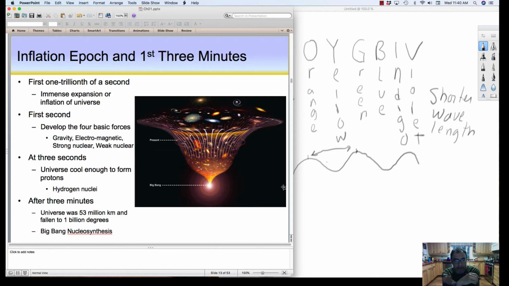So physicists, we talk to physicists, they'll say that there was this immense inflation event. So suddenly the universe went from no space to having an enormous amount of space, right? I think they say it went from 0 to about 53 million kilometers, and it dropped by about 1 billion degrees centigrade in those first 3 minutes, right?